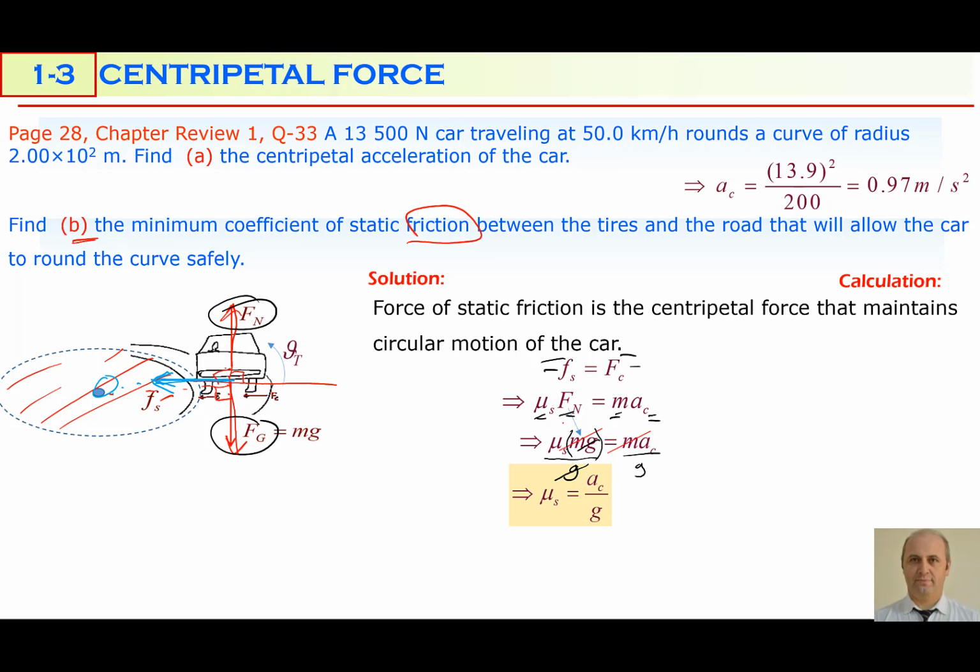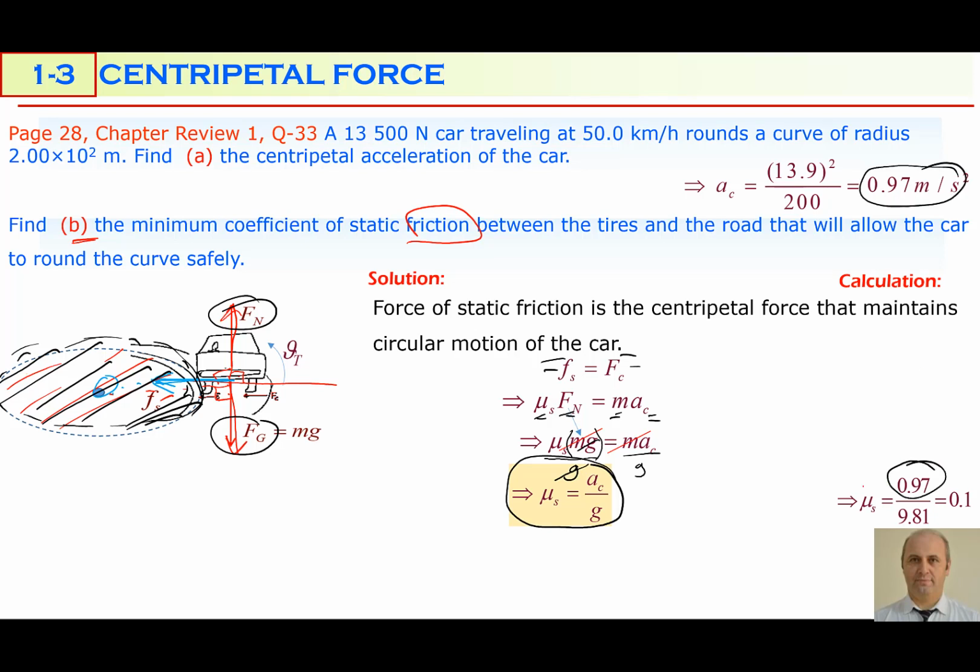So we can say that this is in fact a general equation. This equation is a short way. If your surface is horizontal, like this, and the circle followed by the object is horizontal, the static friction force is the centripetal force, and mu s is going to be calculated by centripetal acceleration divided by free fall acceleration. So centripetal acceleration we calculated in part A, 0.97, free fall acceleration 9.81. When we divide them, we will get the coefficient of static friction between the tires and the road as 0.1.